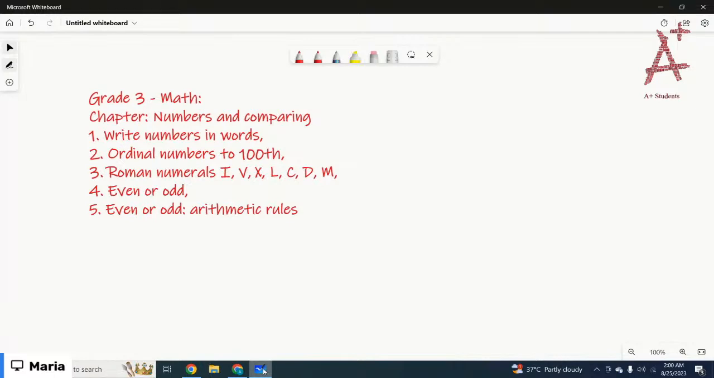We are here for grade 3 math. You can find all the lessons on applestudents.com. You have to log in there using your email address, and the password is provided by the administrator. Then select math from the subject tab, scroll down to grade 3, and click on view all lessons. There you can find a list of the chapters.